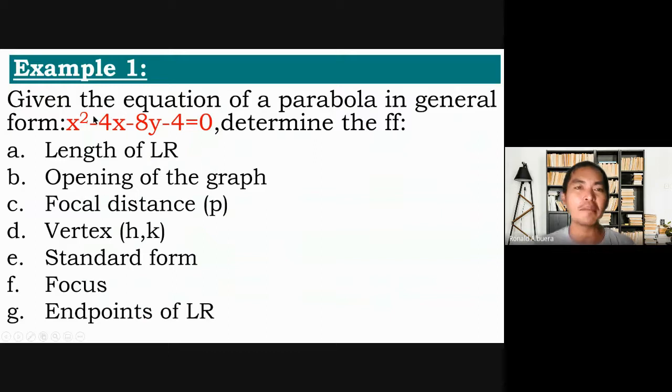Our first example is, given the equation of a parabola in general form, x squared minus 4x minus 8y minus 4 equals 0. Determine the following. The length of LR, the opening of the graph, the focal distance represented by P, the vertex represented by HK, the standard form, the focus, and the endpoints of the latus rectum.